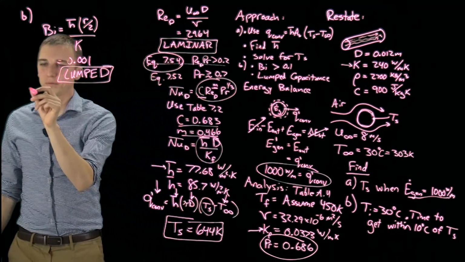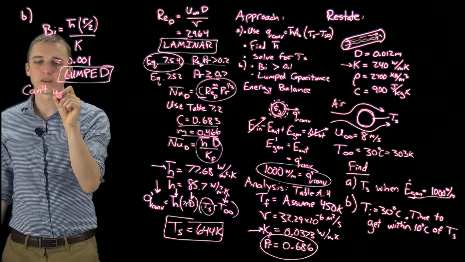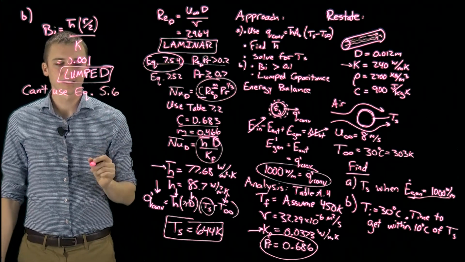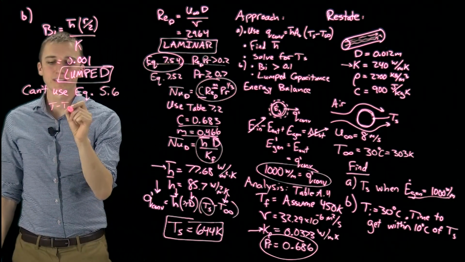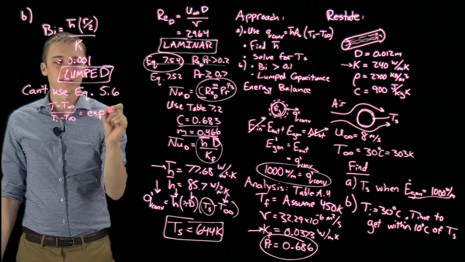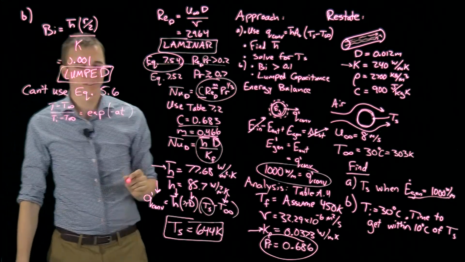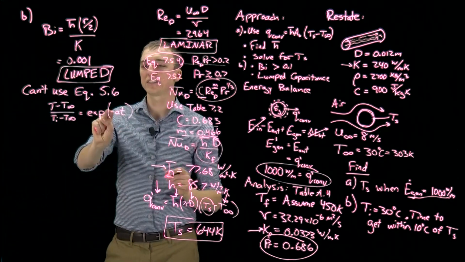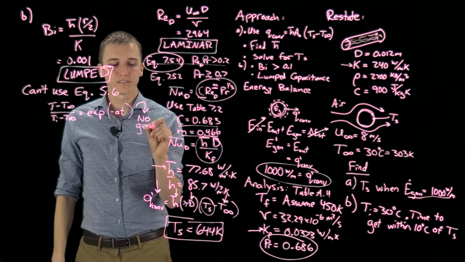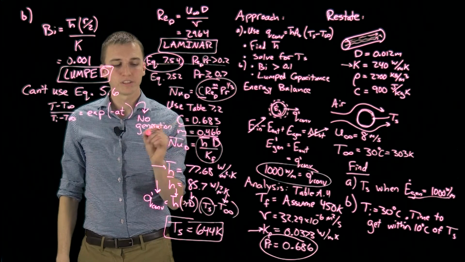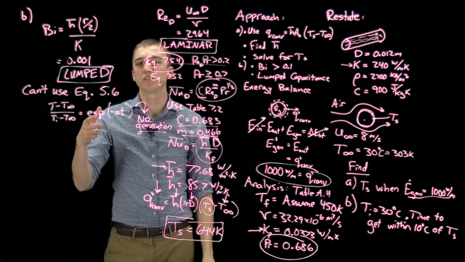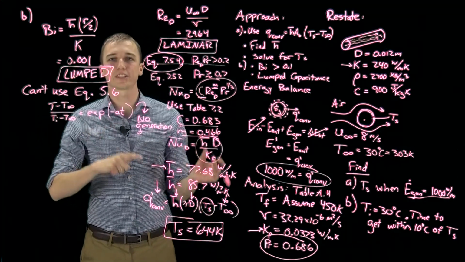However, you will be tempted to use equation 5.6, but we can't use equation 5.6, which you'll remember gave you T minus T infinity over Ti minus T infinity is equal to the exponent of minus A times t. I'm sorry, I don't recall the exact form. But this was derived assuming no generation, which is not our case. We do have generation inside of here. So now we must use more advanced forms, which are in the next section in the book.